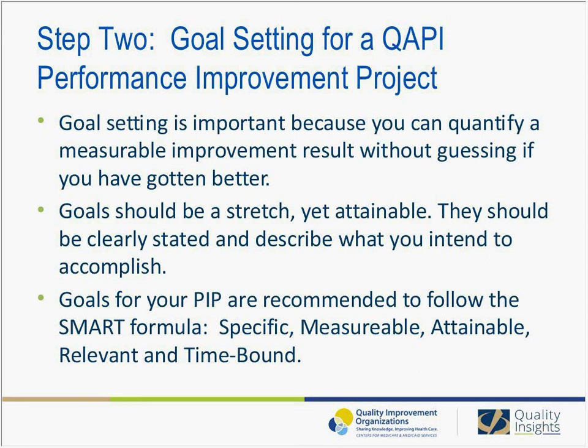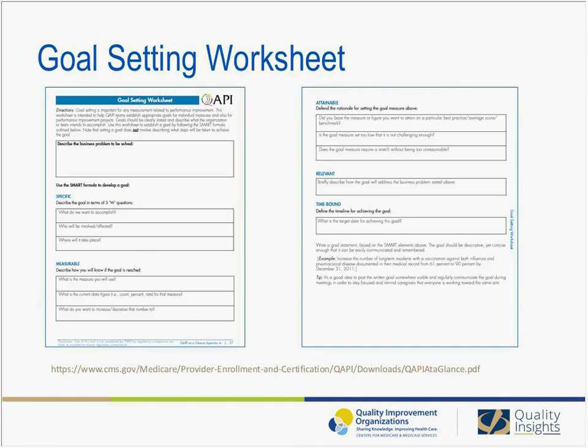And goals for your performance improvement project are best if they follow the SMART formula, meaning they are specific, measurable, attainable, relevant, and time-bound. The goal-setting worksheet from the QAPI at-a-glance document from CMS, you will see the address at the bottom of the screen, contains all of these elements.